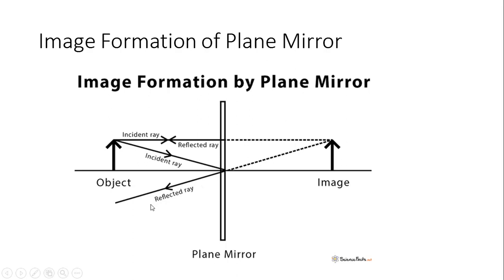So don't forget to draw the arrow. This is for the incident and this is for the reflected. So the image will be at the intersection point of the reflection line. But you see, the first reflection line goes straight to the left, while the second reflection goes down like this, so here and here.